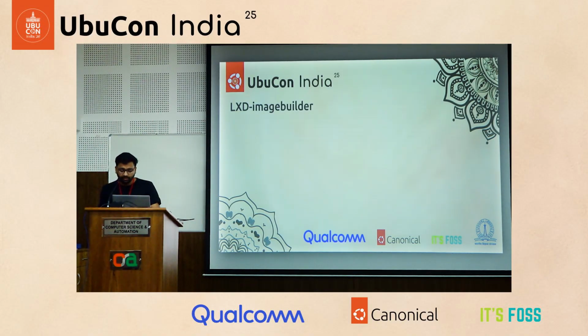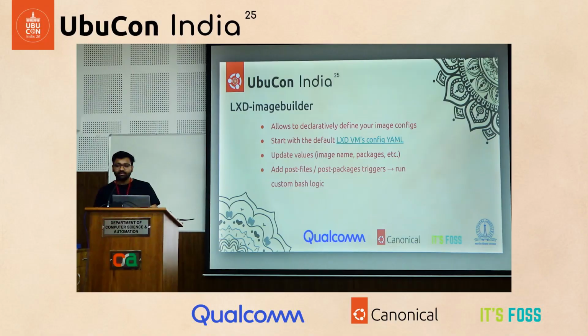Once we have the LXD VM in place, the next question I had in mind was, how am I going to make custom images? I was aware that the LXD team is building images for Ubuntu and publishing them, so there must be some tooling that they're using. Luckily, when I investigated, I found LXD Image Builder. It's an open source tool which allows you to take the vanilla Ubuntu image and make customizations on top of it. It's pretty simple.